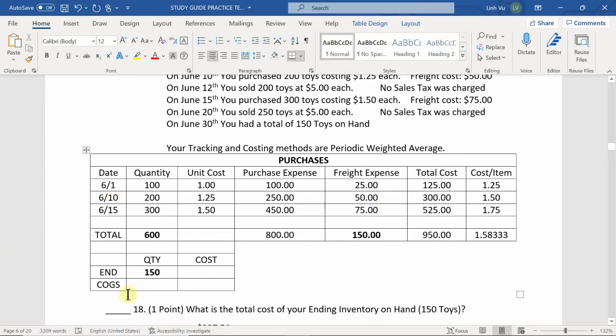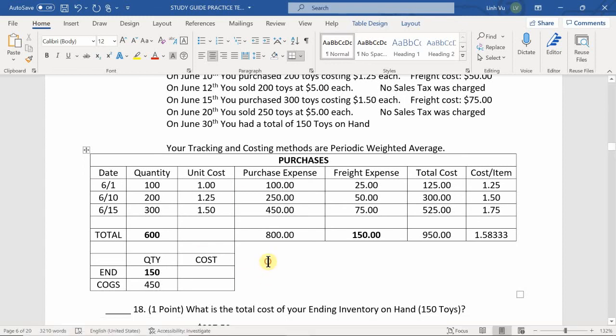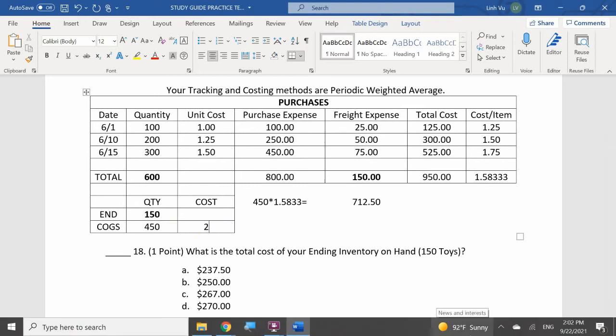So then, of course, we know that we should have 450 sold. So in this case, 712.5. Minus 950 is going to be 237.5. Okay, so let's take a look here.